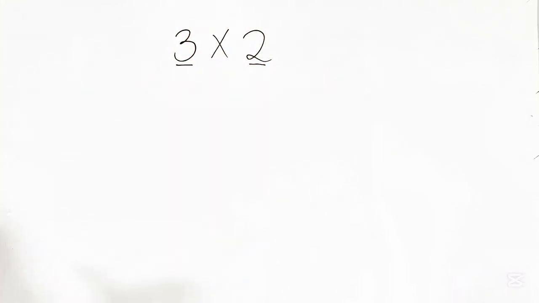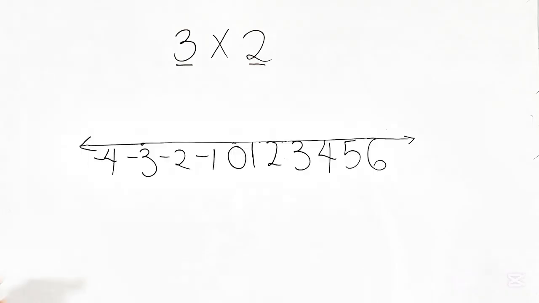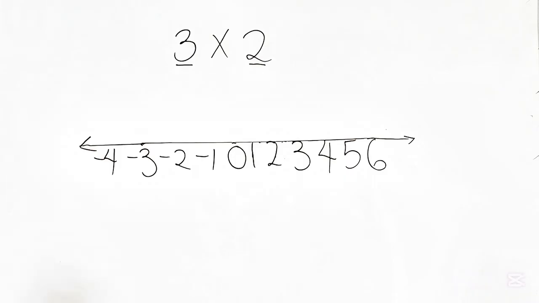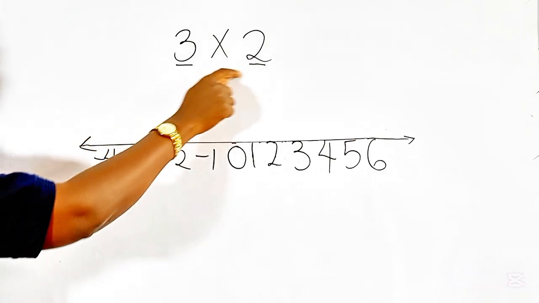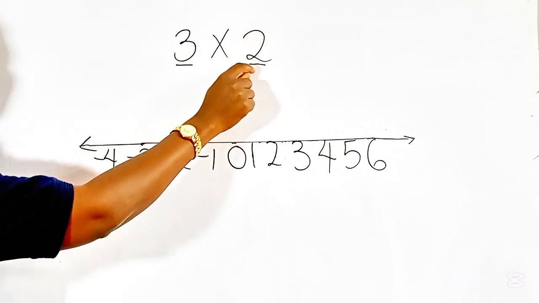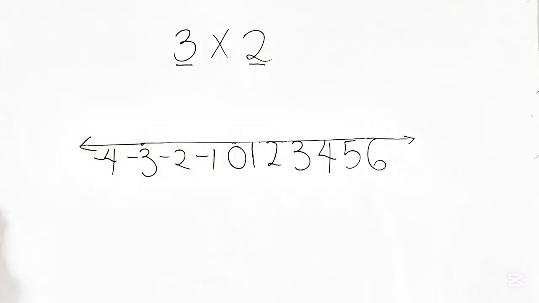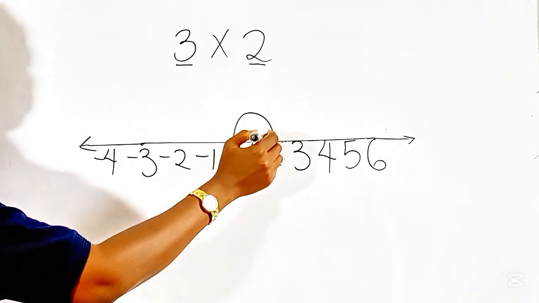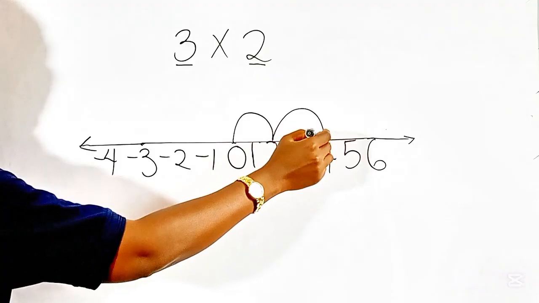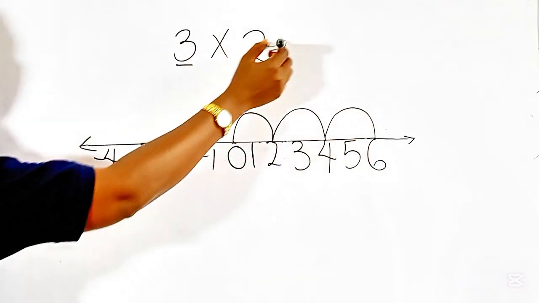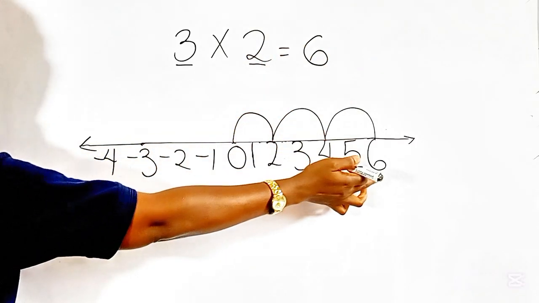So let me illustrate this on a number line for easy understanding. In this number line, the positive numbers are to our right and the negative numbers are to the left. To illustrate 3 times 2, this 3 here is telling us to take 3 steps of positive 2. So we are going to be moving forward, towards the right, starting from 0. The first step would be at 2, the second step would be at 4, and the third step would be at 6. So 3 times 2 is equal to 6, just like we have here.